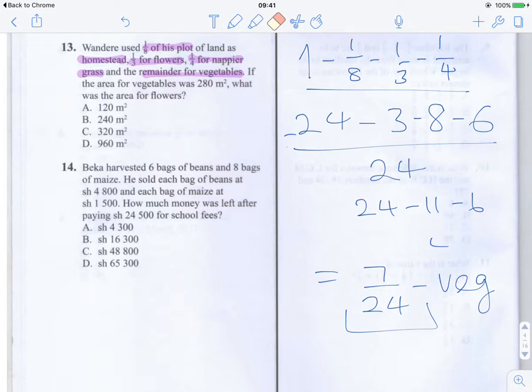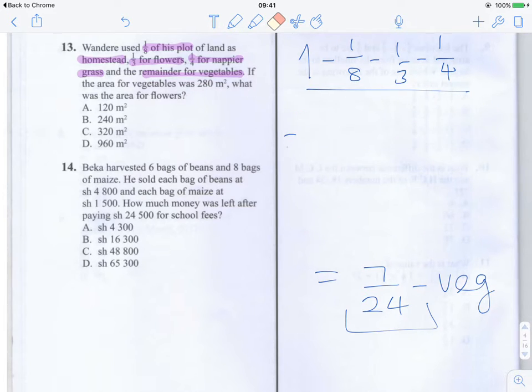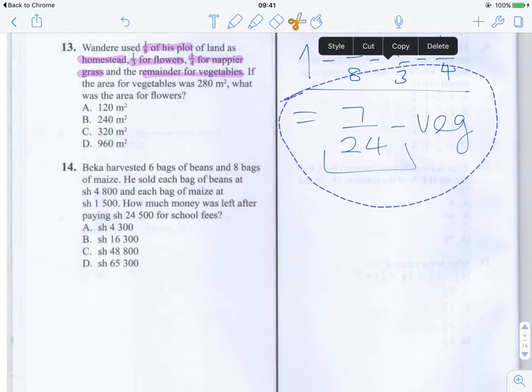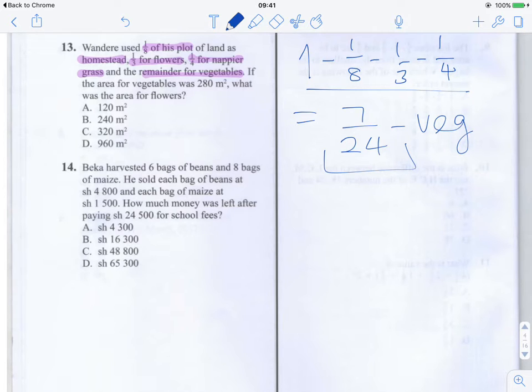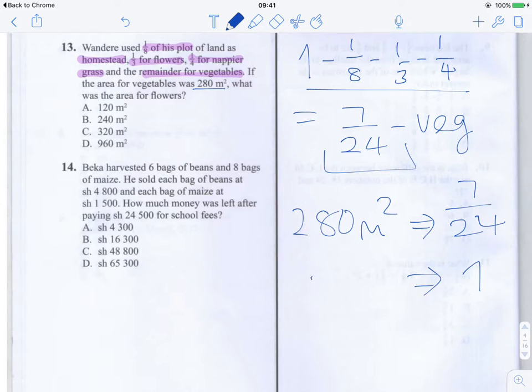So we have that information, and we can now begin to work out what area this is equivalent to. Let's move this up here. What do we already know? We know that 280 meters squared is equivalent to 7/24. We want to find out what the whole is, so x meters squared is the whole of the land that he has. We need to find a way of turning this 280 into x.